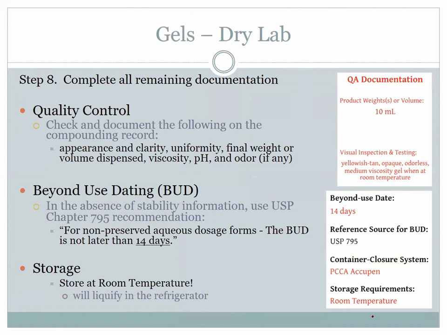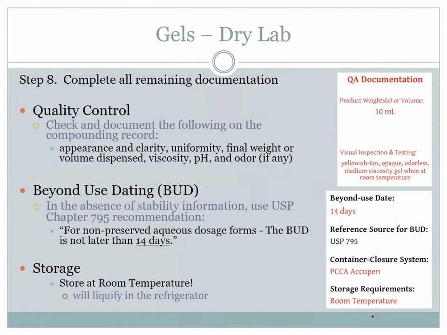So to finish your documentation for your QA, you're going to want to put 10 milliliters. That's what you'll be making. Let's describe it now, and then you can determine whether that's really what it looks like when you're done. If you can see on the video, it was a yellowish color, so it was a yellow or a tan. It was opaque. Remember, it's an emulsion, so it's not clear anymore. So it's cloudy. So you've got a yellowish tan, opaque, odorless, medium viscosity.